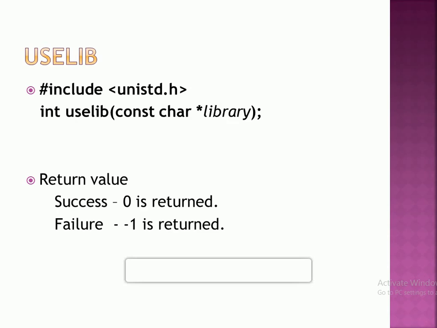The next one is uselib. Uselib is a system call that serves to load a shared library to be used by the calling process. It is given a path name, and the address where the load is found is in the library itself. The library can have any recognized binary format.